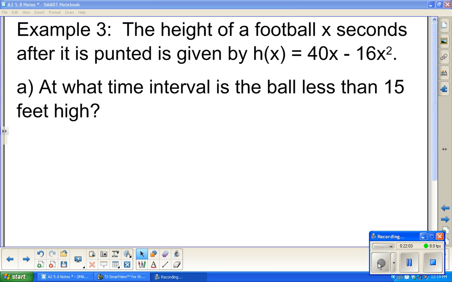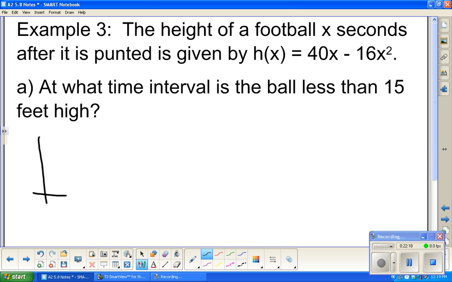Okay, so kind of think about it in your head when you punt a ball. It starts out pretty low, goes up, eventually gets over 15 feet, but then it starts coming back down, and we want to figure out what time frame is it less than 15 feet. Okay, so again, if you just kind of think without any of the details, it's looking something like this. Okay, the height of the ball. Okay, and this is our time in seconds.